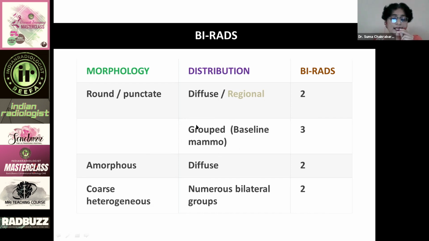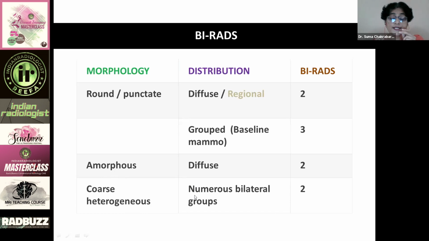Grouped baseline mammo, which means for the first time the patient has had a mammography done, there is no previous to compare, you find round punctate morphology in grouped distribution, that is BIRADS 3. Very important to remember that this is the only classification which is BIRADS 3. Everything else is either 2 or 4 or 5, but this grouped baseline mammography showing round or punctate calcification is BIRADS 3.